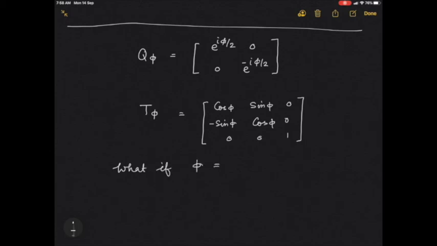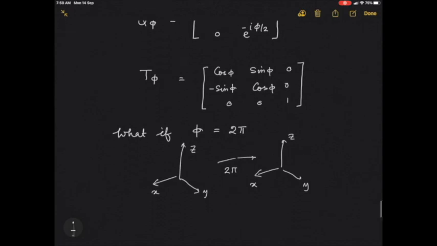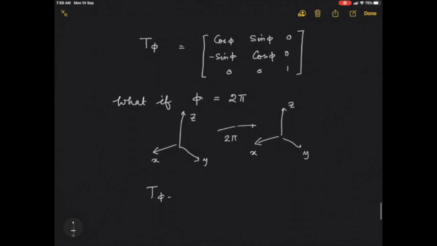What if phi is 2 pi? Well, 2 pi corresponds to one complete rotation in real space, right? So the rotation about the z-axis, say my x was this way, y was this way, and z is this way. When I do a complete 2 pi rotation, this will come back to the exact same orientation, right? And if you look at this, T phi, so T phi equals 2 pi, indeed is an identity matrix.